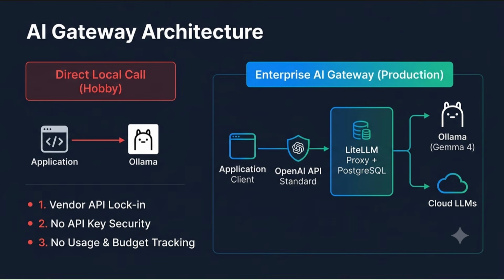In this video, we are building a clean enterprise-grade AI gateway setup. We'll take Google's new Gemma 4 open weight family, run it in our local Ollama, and put a dockerized LiteLLM proxy with PostgreSQL in front of it. By the end of this video, your application will talk to standard OpenAI-compatible endpoints using virtual API keys while running entirely on your local machine.